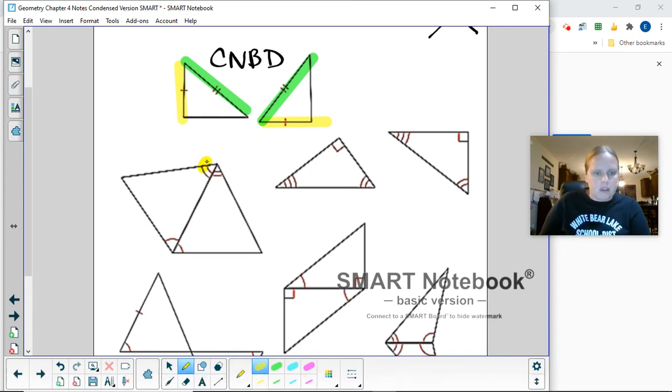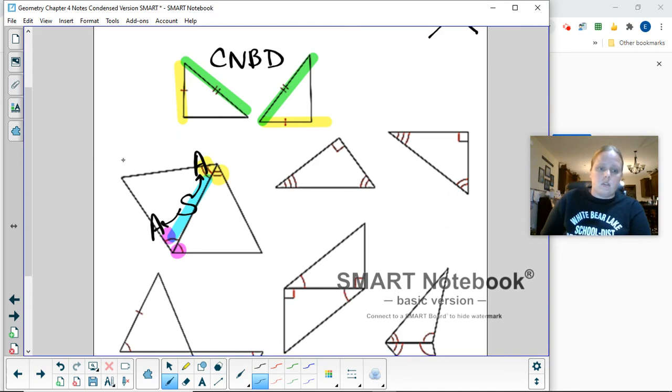Our next example has double corners, single in the corners, and then they share this included side. So here we have a pink angle, a blue side, and a yellow angle. Now I notice that the side is between the two angles. So this one is angle, side, angle, which is a proven congruency shortcut. So these two triangles are congruent.